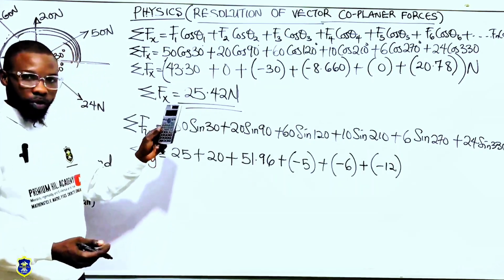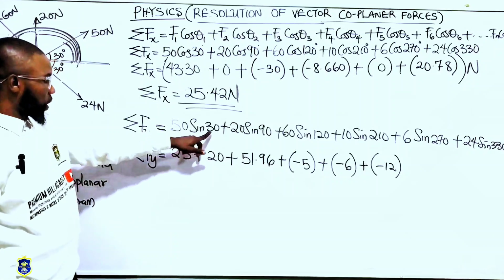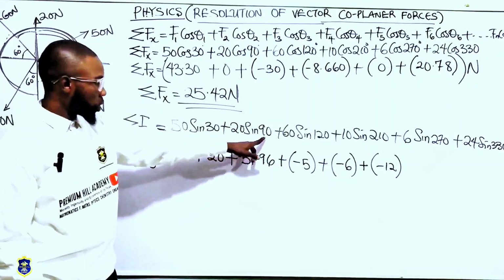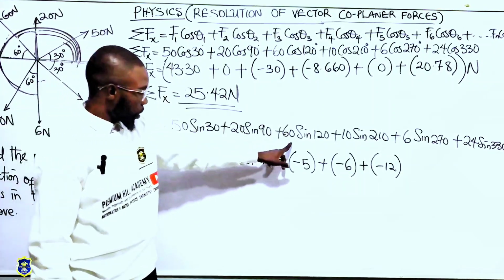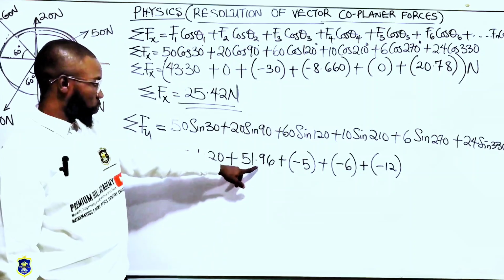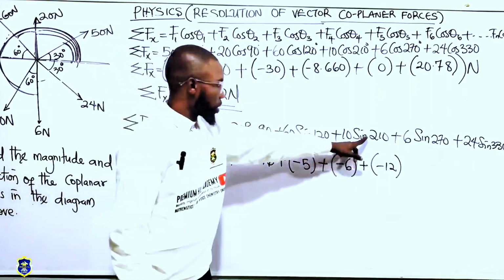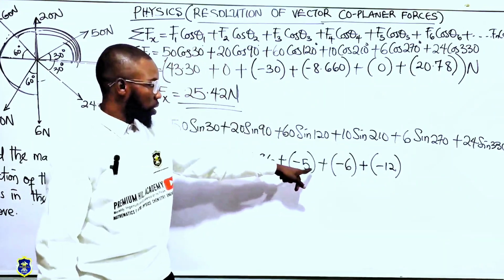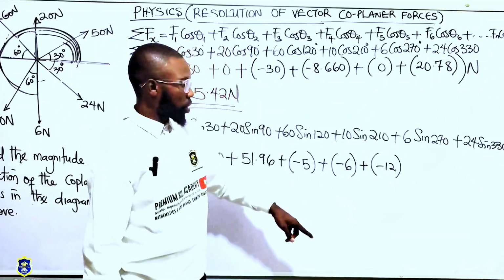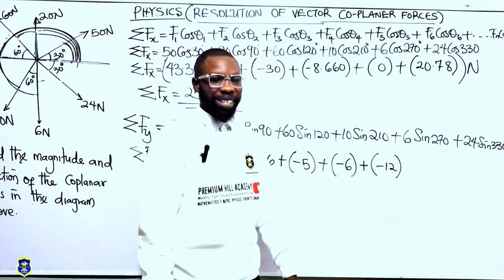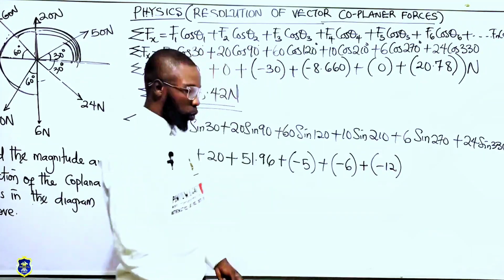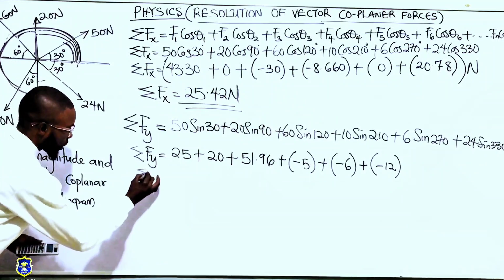Alright guys, so I have done that with my calculator. 50 sin 30 gave us 25, 20 sin 90 gave us 20, 60 times sin 120 gave us 51.96, 10 sin 210 gave us minus 5, 6 sin 270 gave us minus 6, and 24 sin 330 gave us minus 12. So we're going to add everything, take the sum of everything.